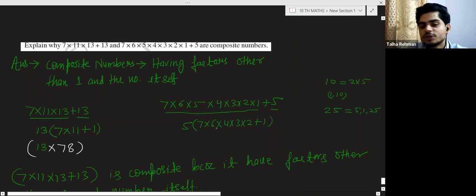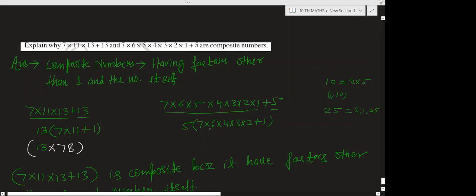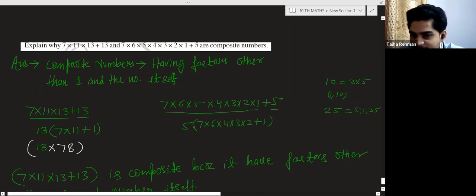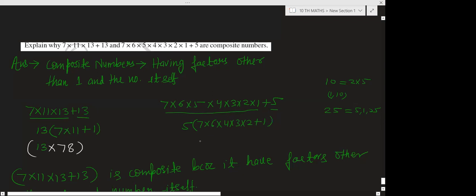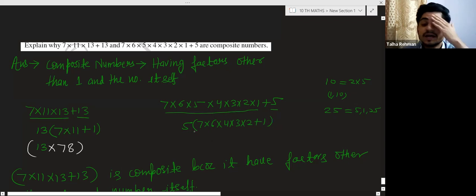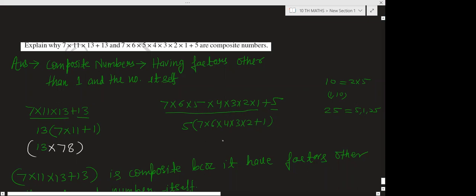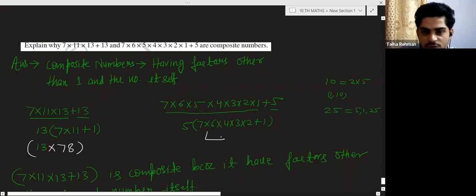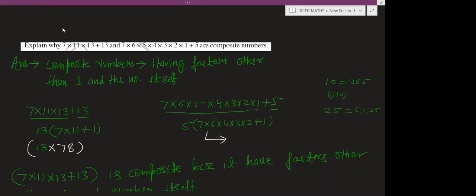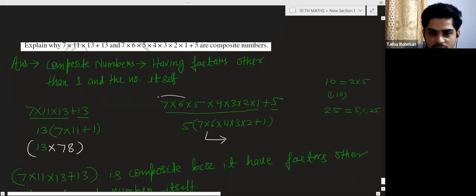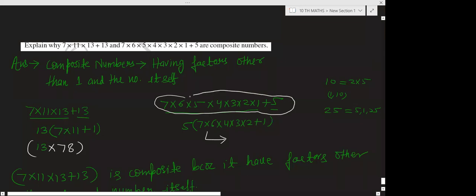Will this number be composite or not? Here you can only check. 5 is a factor of this whole number, no? Yes, sir. When you multiply 5 and this thing, you will get a number, and you will divide that number by 5. That number will be divided completely by 5. On that basis, we can say this number is also composite because it has factors other than 1 and the number itself. So this is also a composite number.